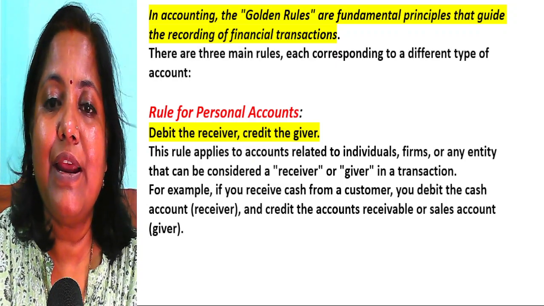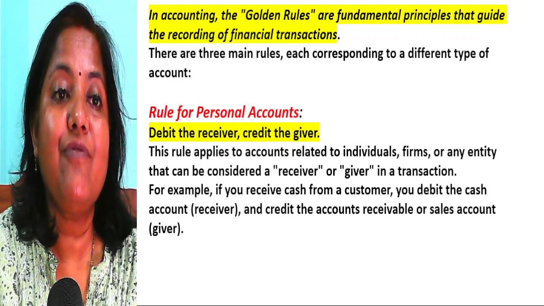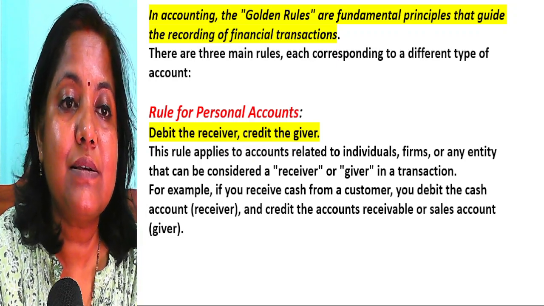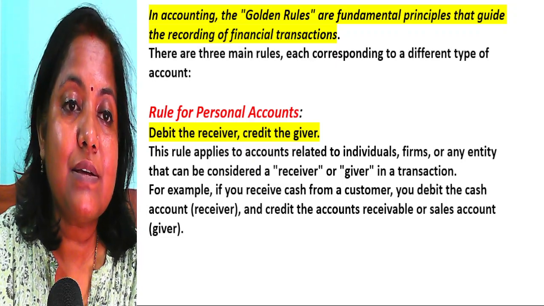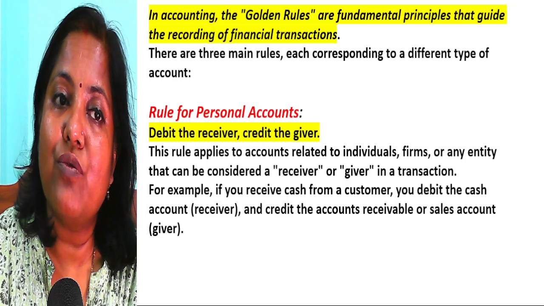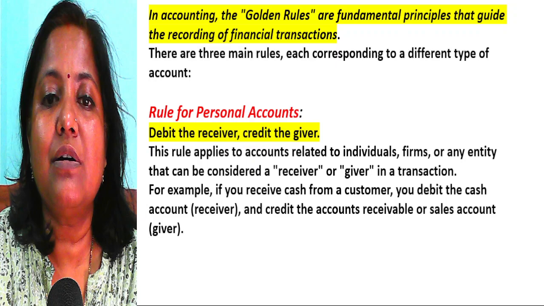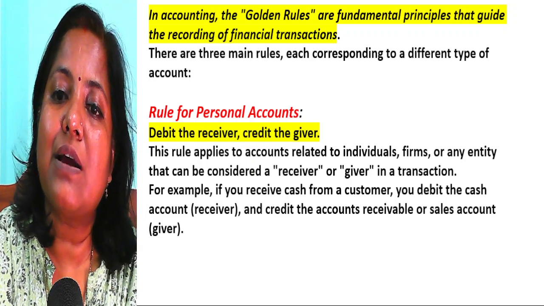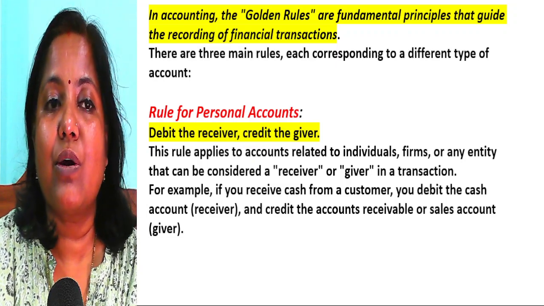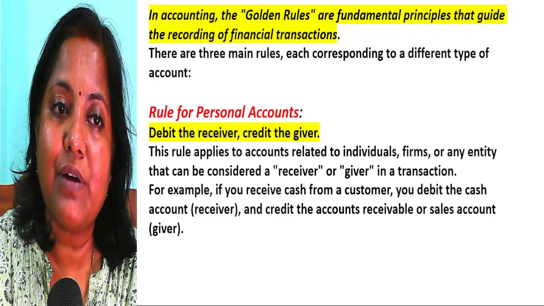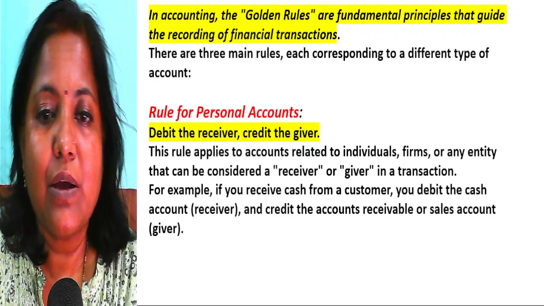It can be an individual, a firm or any entity. For example, if you receive cash from a customer, who is the receiver here? You. So your account will be debited. Who is the giver here? The customer. That account will be credited. Let's see. If you have received cash from a customer, you debit the cash account, the receiver, and credit the accounts receivable or the sales account, the giver. Whoever the person is giving the money will be credited and your account will be debited. So for example, you are Raj. The Raj account debit to cash. Okay. The customer's name, if given there.